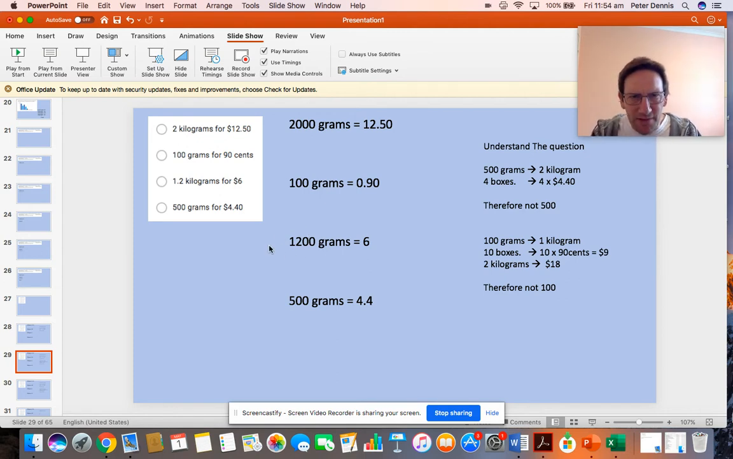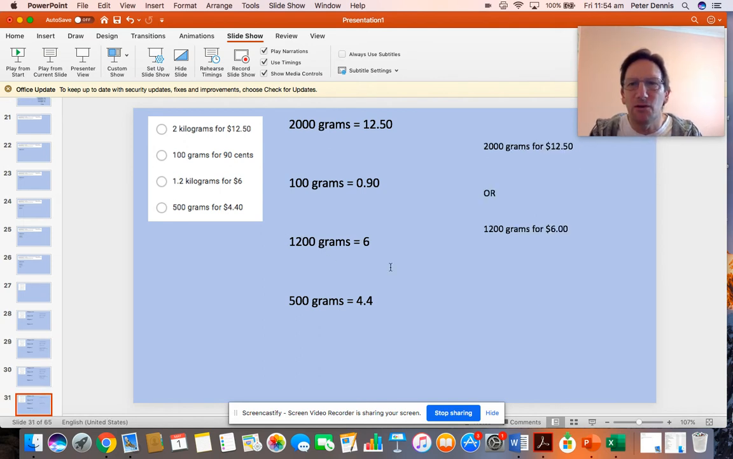Maybe with this 1,200, if we divide this side by 6, we're going to get $1 is going to be 200 grams. So 2,000 equals this, or that equals $6. So 200 grams is going to be $1. How did we do that? We divided everything by 6. If we divide this by 6, we get 200 grams. If we divide $6 by 6, we get $1.